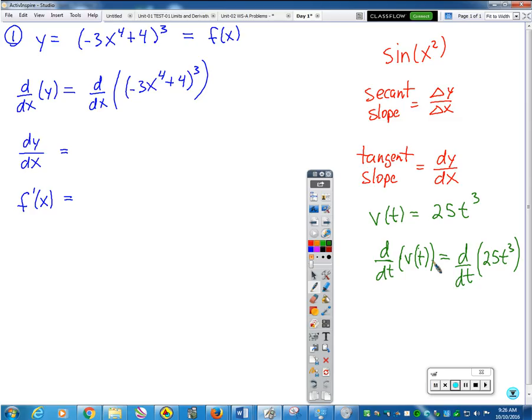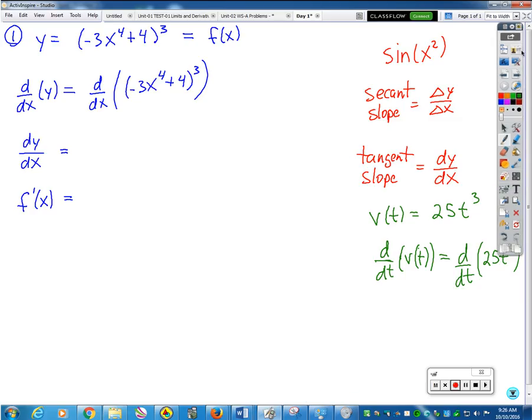Is f prime of x the derivative? Yes. So why is f prime of x different than d over dx of y? It's historical, Sarah. Different mathematicians came up with different symbols, and they were never able to settle on one symbol. So now you have to learn two. They mean the same thing. So this means the derivative of the function y in terms of x.